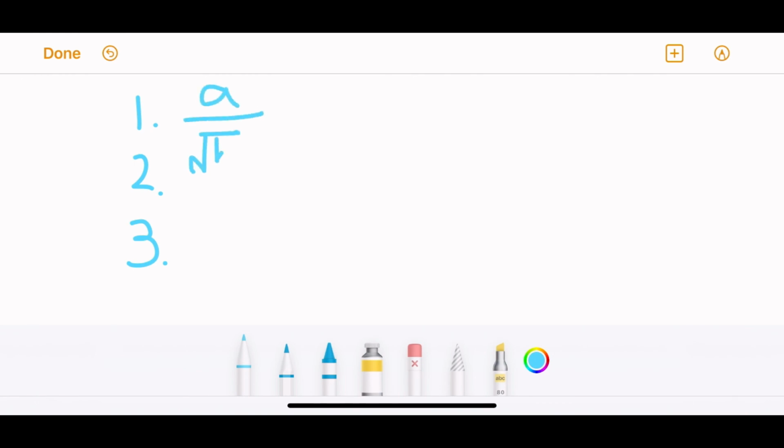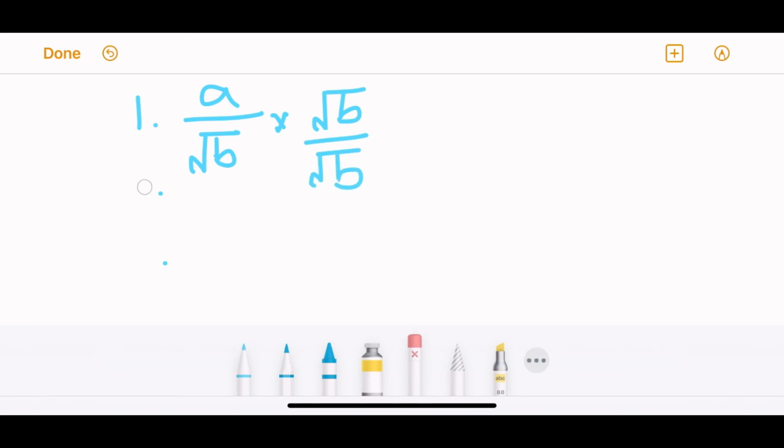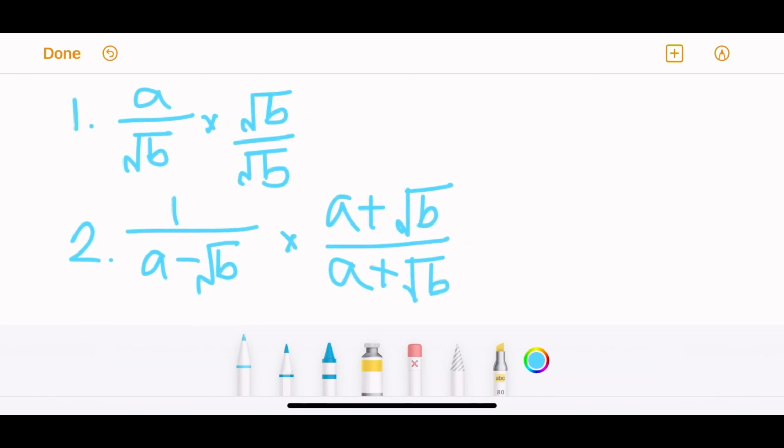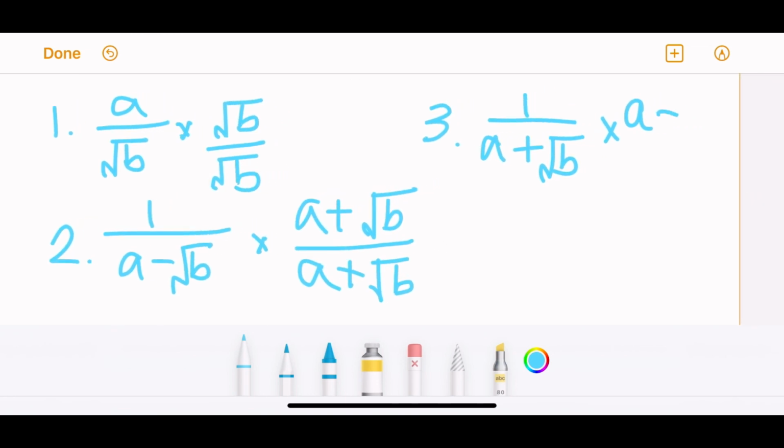A over square root of b multiplied by square root of b over square root of b. That's our first rule. I don't have space here, so I'm going to write the second rule here. The second rule is 1 over a minus square root of b multiplied by a plus square root of b over a plus square root of b, which is actually 1. You'll see in a moment. I'll explain it once I have written all 3. The third is 1 over a plus square root of b multiplied by a minus square root of b over a minus square root of b.